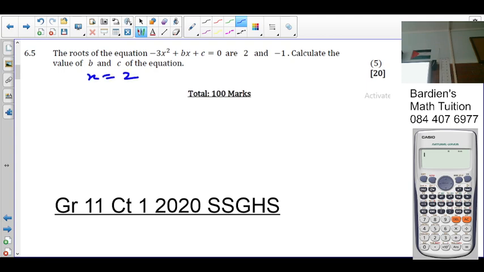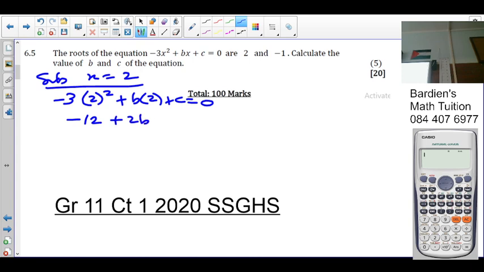So what I do is I substitute x equal to 2 into the equation. So it's 3 times 2 squared plus b times 2 plus c is equal to 0. So that's going to give us 12 plus 2b plus c is equal to 0. So c is equal to negative 2b minus 12. So that's equation 1. How do I know I'm going to use two equations? I have two unknowns. Can you see that? So it will definitely go into simultaneous.